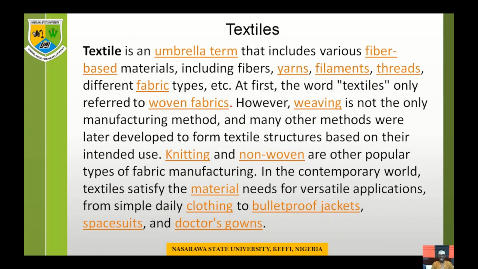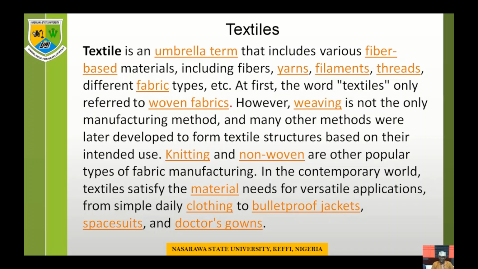Now, textiles. Textile is an umbrella term that includes various fiber-based materials, including fibers, yarns, filaments, threads, different fabric types, etc. At first, the word textiles only referred to woven fabrics. These are fabrics that are woven. However, weaving is not the only manufacturing method, and many other methods were later developed to form textile structures based on their intended use. Knitting and non-woven are other popular types of fabric manufacturing.